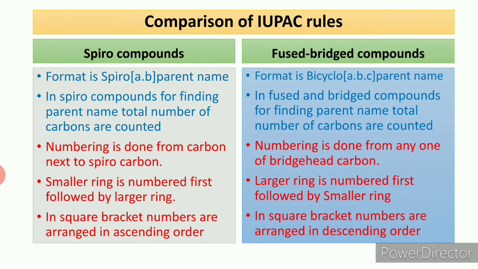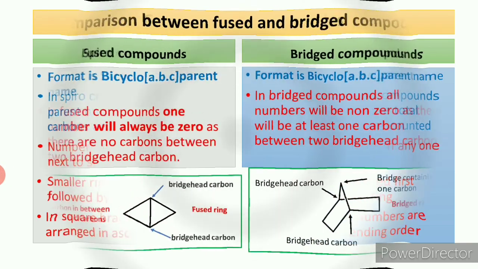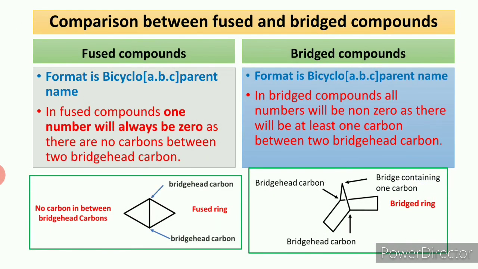Numbers are arranged in ascending order in square brackets in the case of spiro compounds, whereas in the case of fused and bridge compounds, numbers are arranged in descending order. Now we'll see how to differentiate between fused and bridge compounds. Though we use the same set of rules for both types, we can easily tell whether a compound is fused or bridged by one simple observation. In fused compounds, one number will always be 0, and in bridge compounds all numbers will be non-zero.